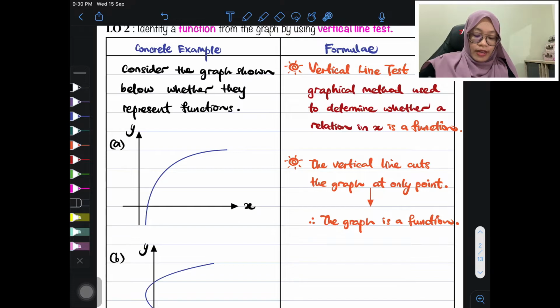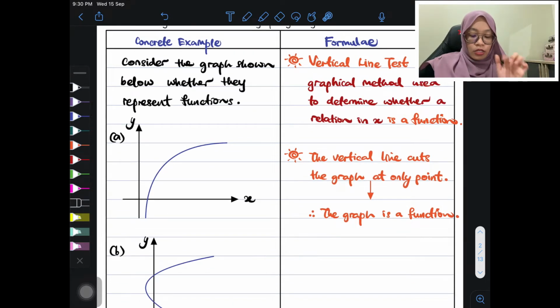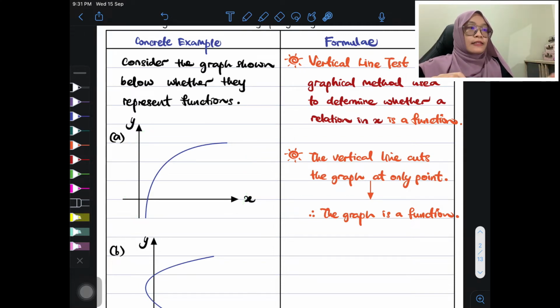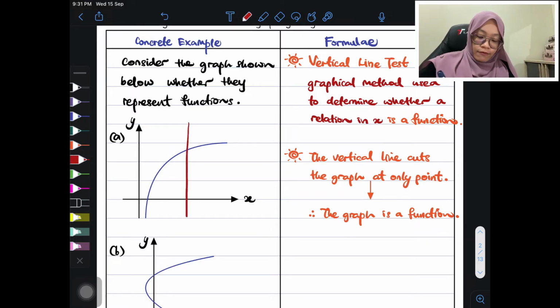Okay, so now we have a function over here. Saya ada contoh yang pertama. Over here this is what we call a reciprocal function. Nanti you akan belajar later on. So, sekarang ni kita just nak tentukan adakah graph ini function ataupun tidak. Macam mana nak tahu? It is just very easy. You just draw a straight line, a vertical straight line here.